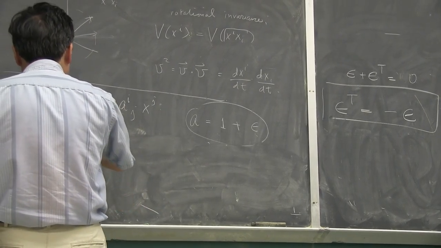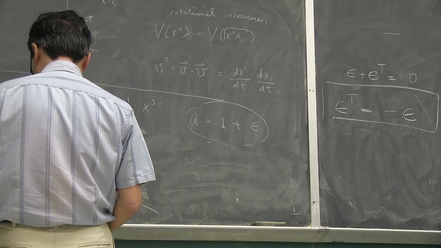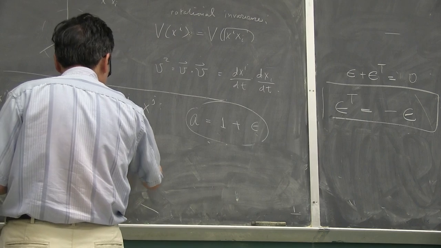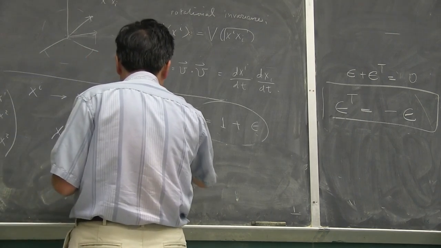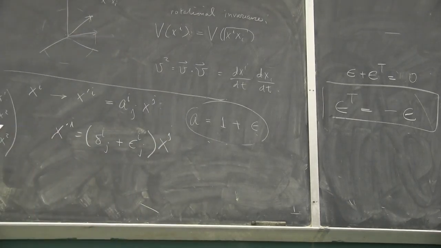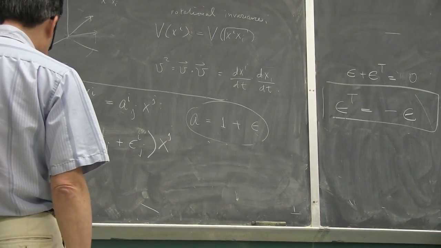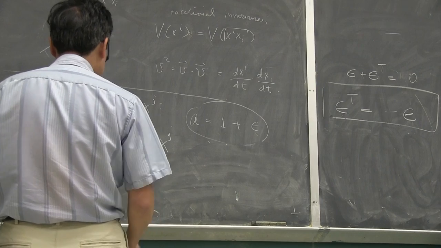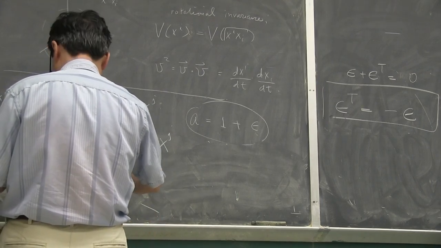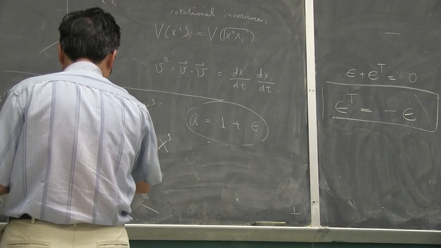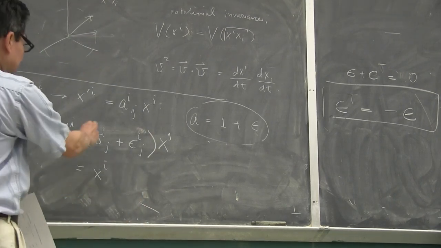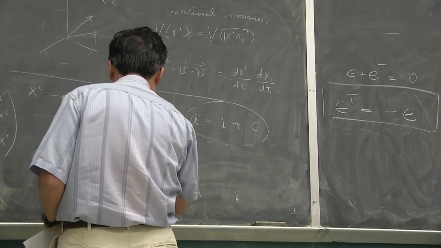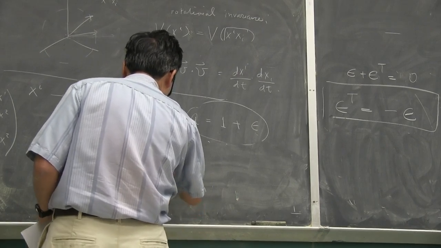So x prime i must be equal to A_ij x_j, where A_ij is delta_ij plus epsilon_ij. The first term, when you sum over j, is just x_i. Delta_ij multiplied by x_j summed over j is just equal to x_i, plus epsilon_ij x_j.